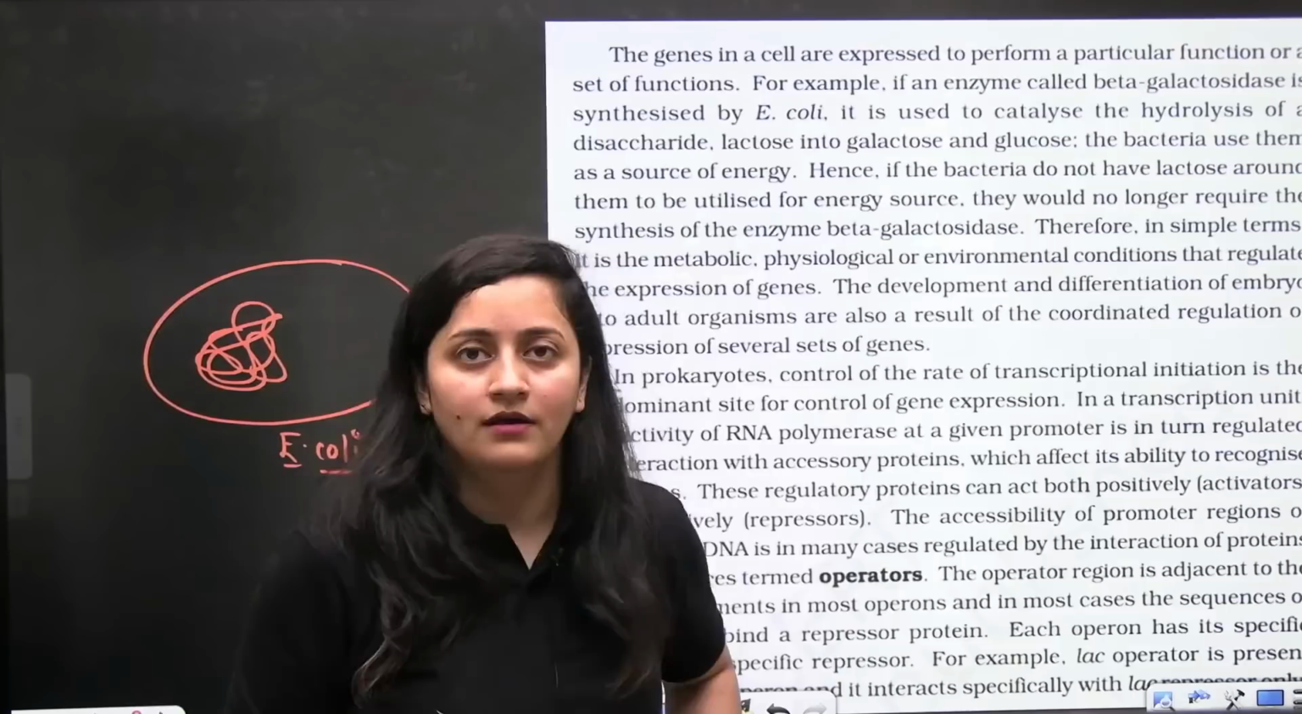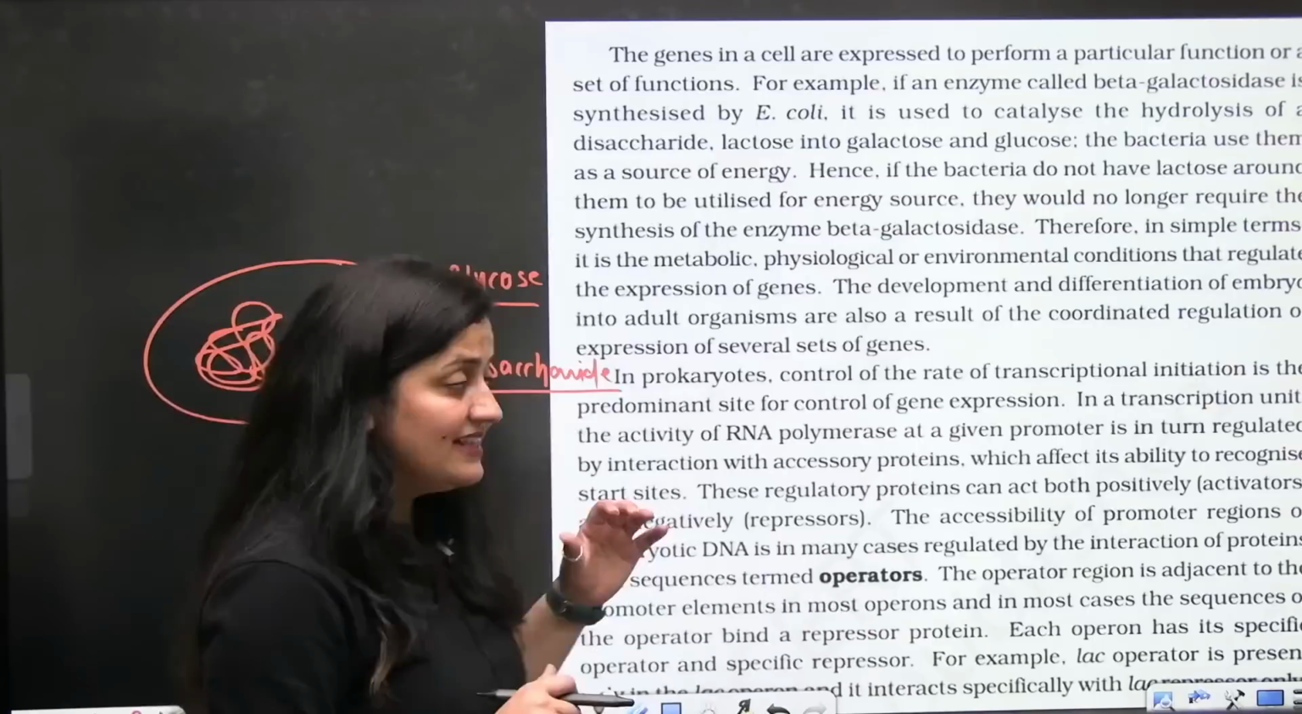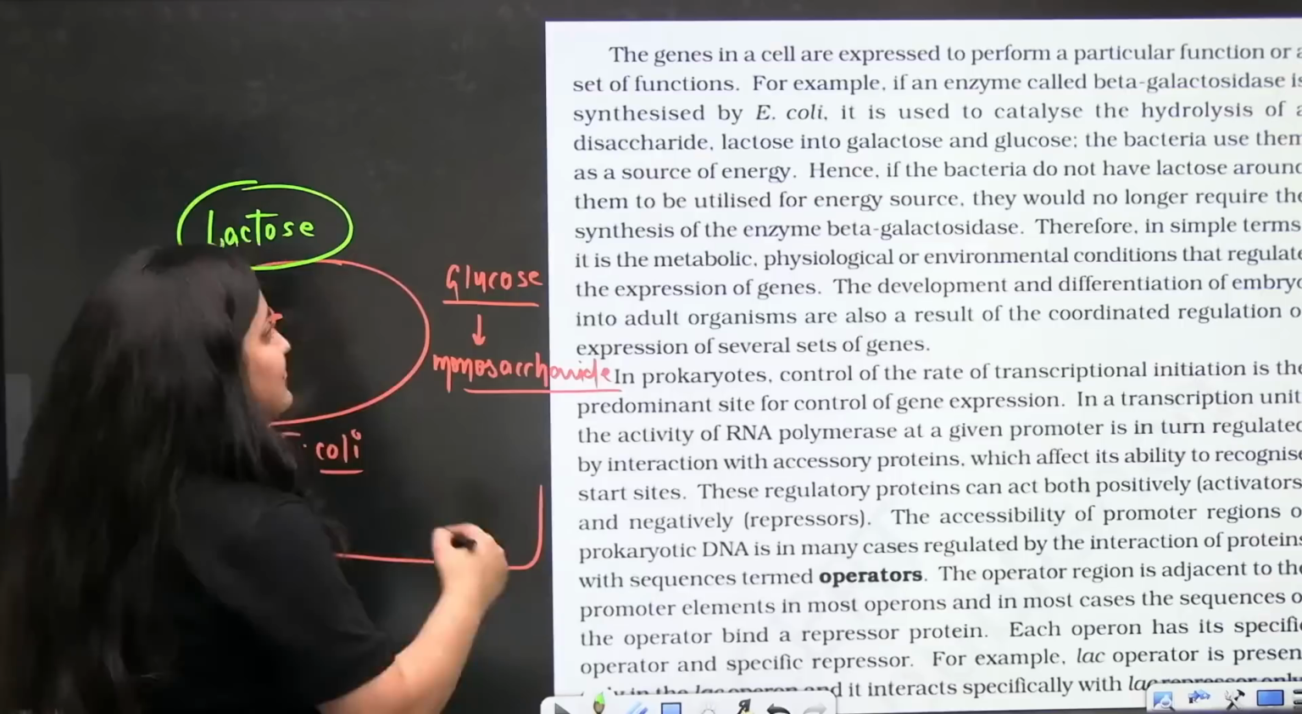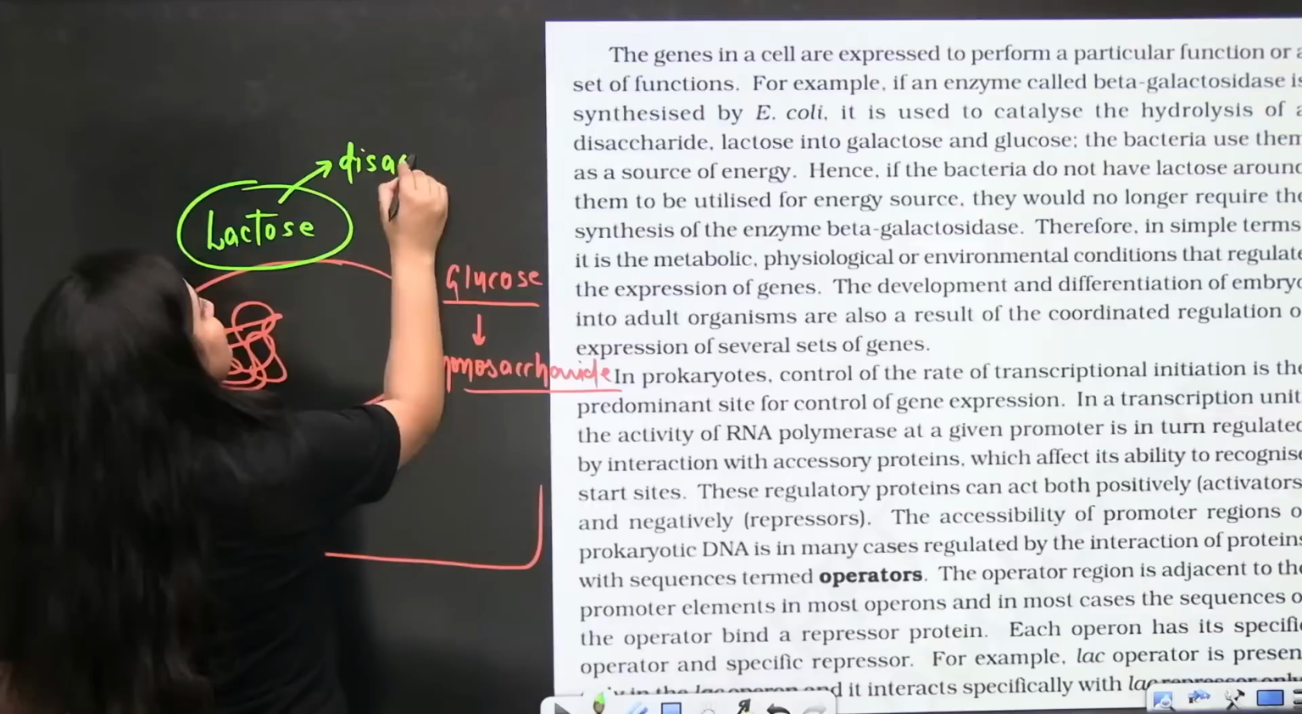So normally, whenever E. coli wants some energy, glucose is available. Now what is happening? Let's say E. coli is present in a medium, and in that medium, the glucose is not there. But instead of glucose, lactose is present. Now what you need to know about lactose? This lactose is a disaccharide, kids. What is it? It is a disaccharide.